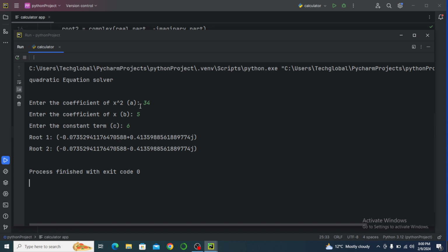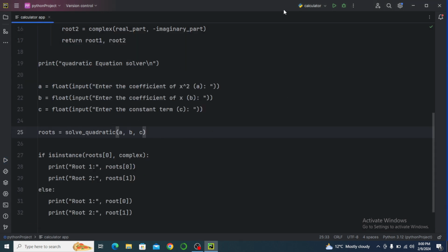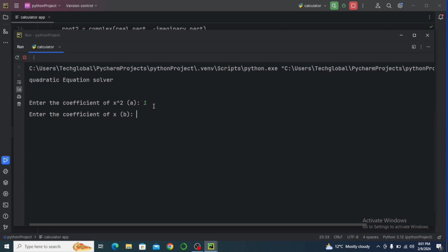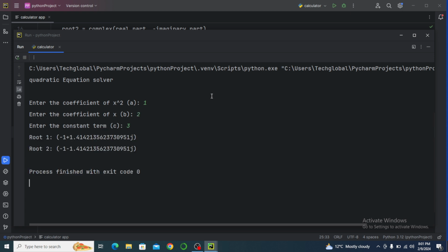Let's try another quadratic equation and solve it using our solver. Let's rerun again. Let's enter the first values as 1, 2 and 3. Let's see what it gives us. It's also a complex root. So we can all see that we're able to develop a quadratic equation solver.